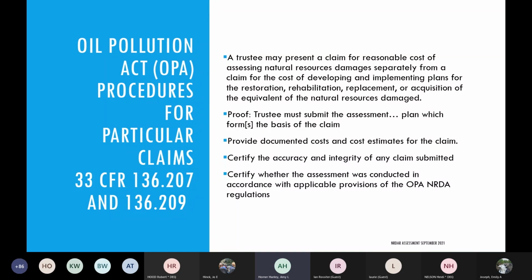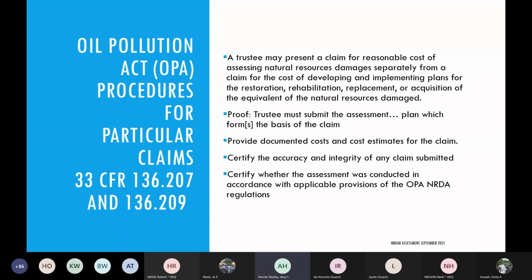So you need to provide your documented costs, the cost estimates for your study, and what the NPFC also looks for is if you have a resource-specific study, how does that fit into the overall context of your strategy for the case? There's much more detail about that claim process, but in this respect, even in OPA, you need to be able to write something down for your assessment plan.